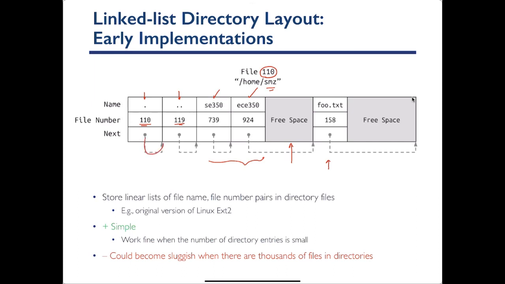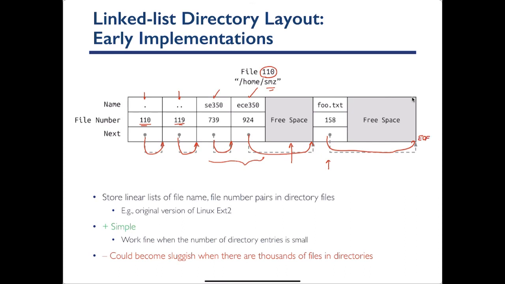So overall, the data structure that we are using to store these pairs in our directory files is a simple linked list. So this is the end of file.